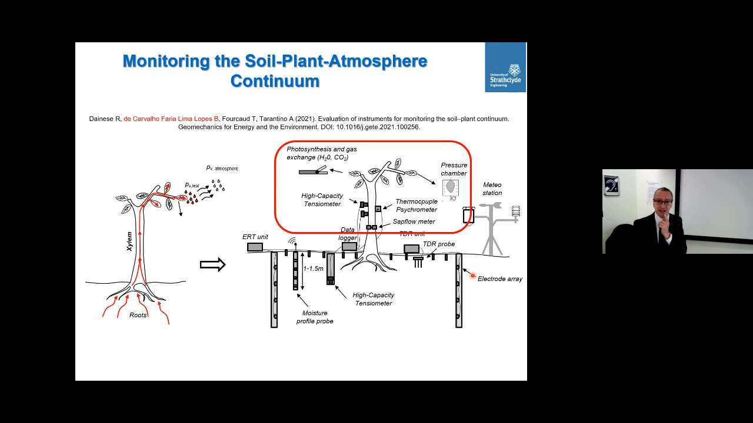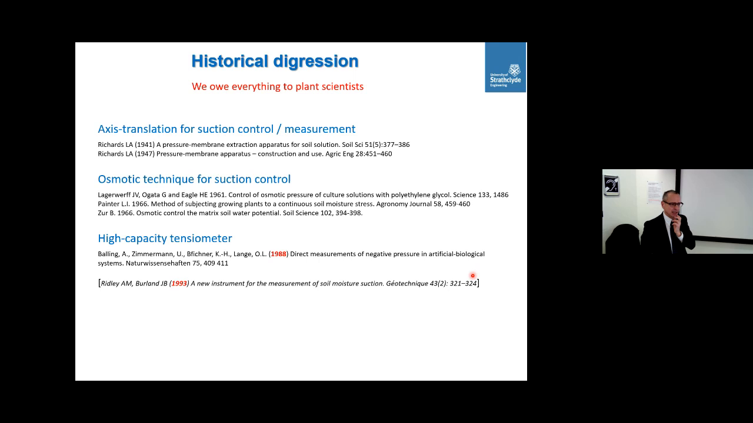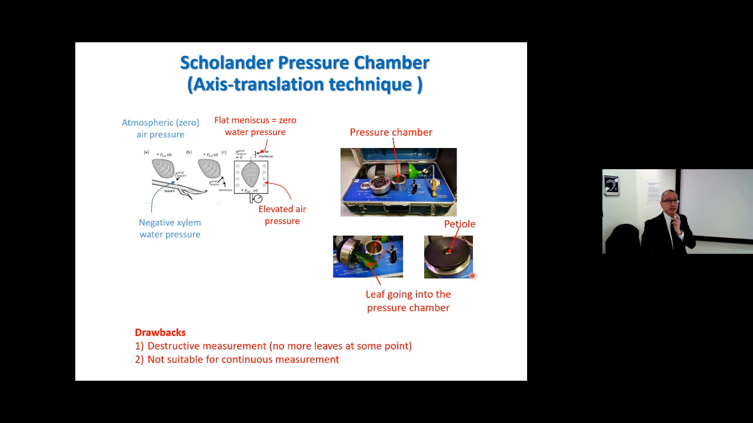Xylem water potential is something that plant scientists have been measuring for decades using techniques that we have borrowed from them later on, sometimes knowing it, sometimes without knowing it. So they use the high capacity tensiometer. Now I'm going to some unsaturated specific technical language, so you may miss something here. The same way we are testing unsaturated soils with the axis translation, they have invented it to measure the suction in the leaf. And they are using the equivalent of the axis translation that we are using in the soil. Actually, it's the other way around. We borrowed from them our technique.